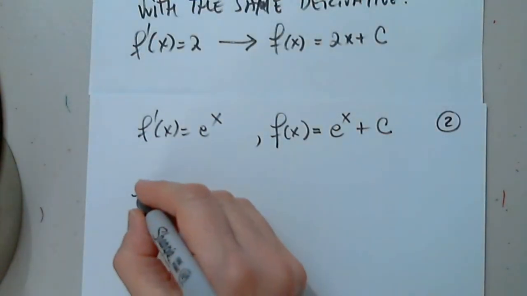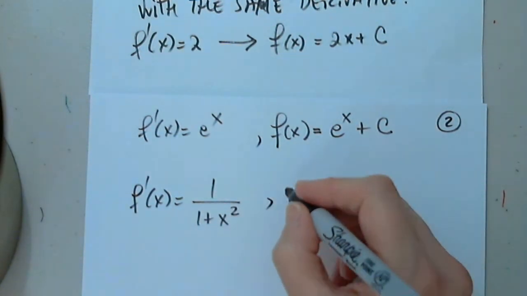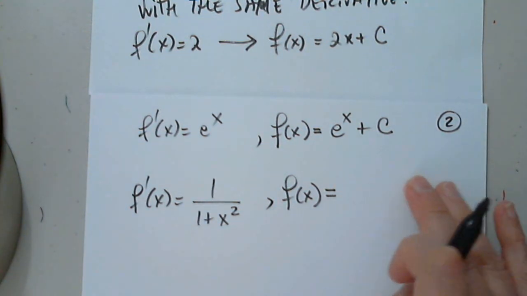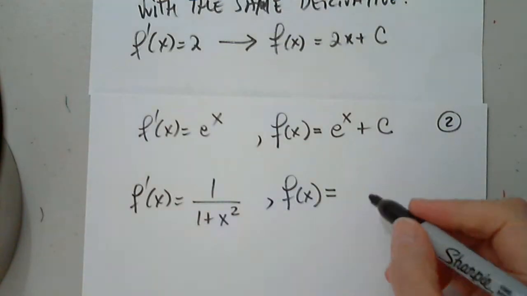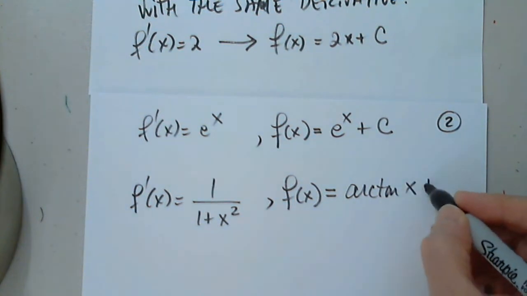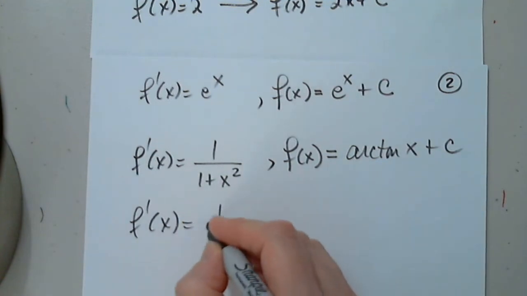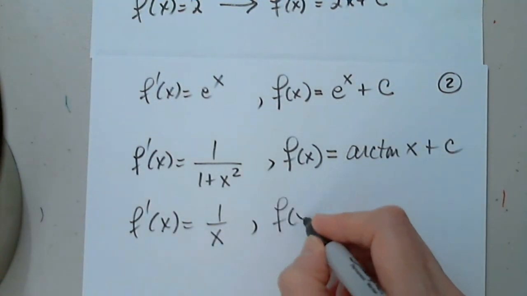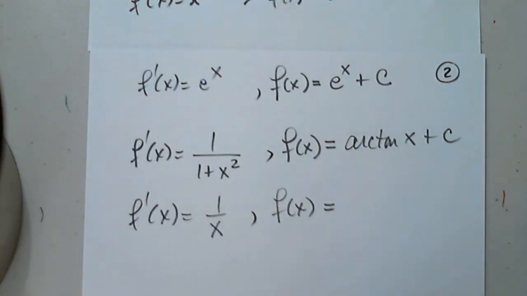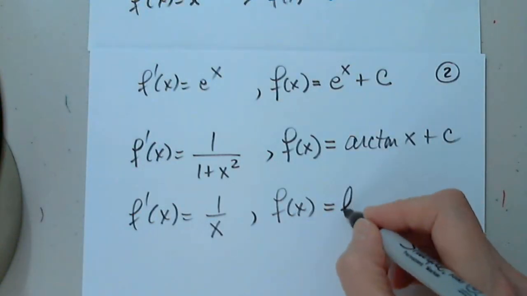Perfect. What if I have f prime of x equals 1 over 1 plus x squared? Can anyone give us the antiderivative, which function prime or family of functions prime will be this? So arctangent. Very good. Awesome. Great job. Okay, another one. f prime of x equals 1 over x. Which function prime has this function? Is it ln x plus c?